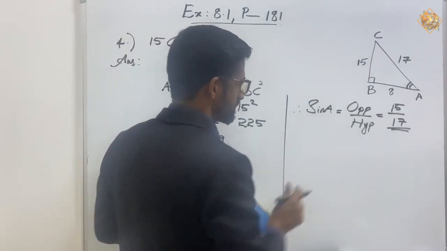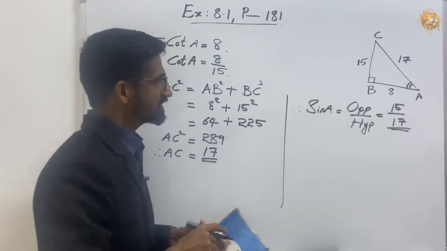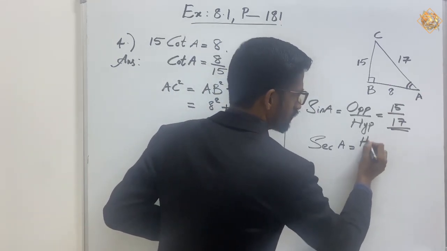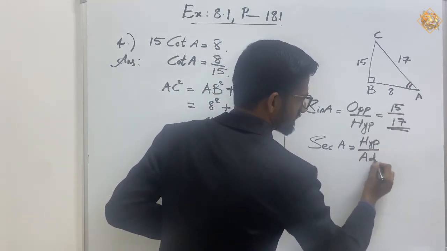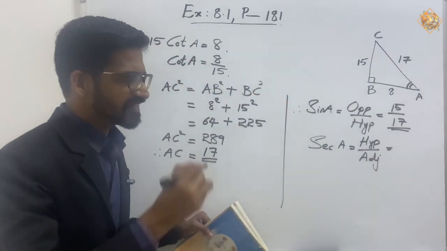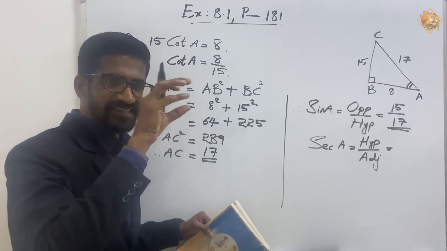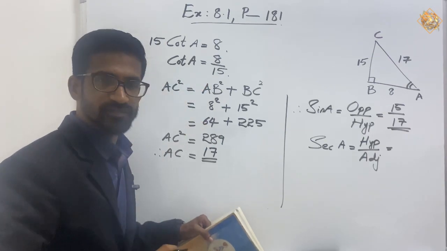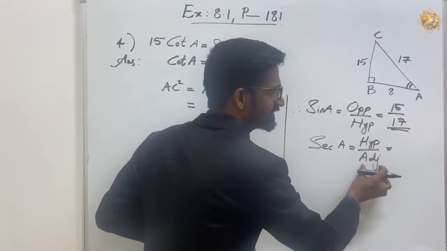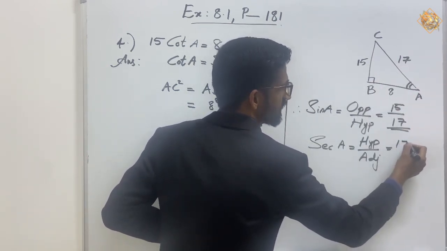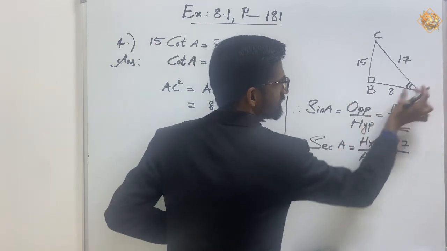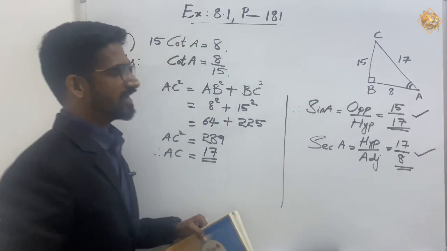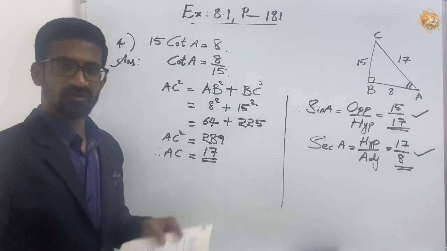Okay, now we have sec A. We are asked to find sine A and sec A. Sec A, by definition, sec is what? Hypotenuse by adjacent, isn't it, students? Okay, sec is inverse of cos. Cos is what? Adjacent by hypotenuse. So therefore sec it is inverse of that, that is hypotenuse by adjacent. Okay, so sec A, it is hypotenuse by adjacent. Here hypotenuse it is 17. Adjacent of angle A, it is 8. So these are the required values of sine A and sec A. Okay, students.